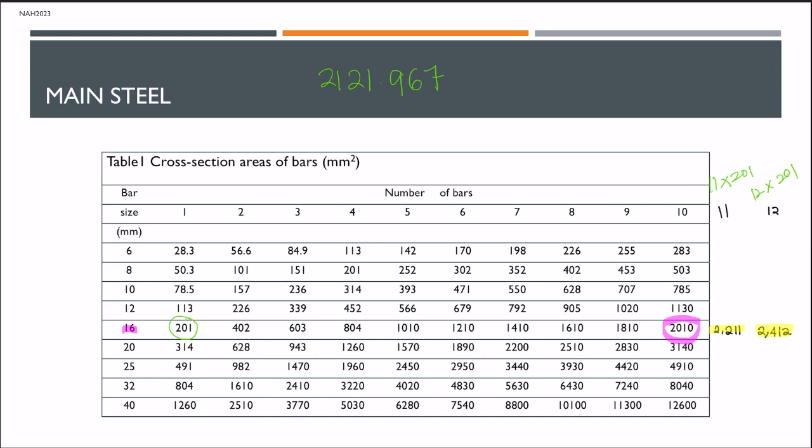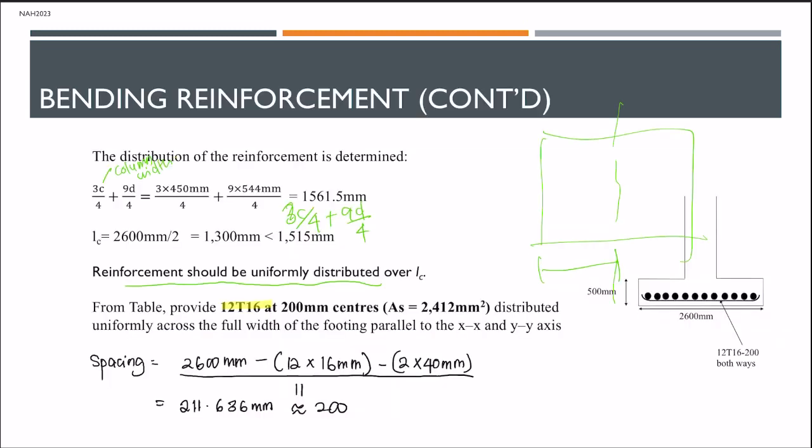12T16, instead of 11T16, because of the tendency for shear failure, punching and transverse to happen when the value of reinforcement we select from the bars is very close to the minimum value of area for reinforcement. Okay, so we don't want it too close, because 2211 and 2121 are not far apart. So we are worried about shearing happening. Okay, so I take 12T16 and I need to check the spacing.